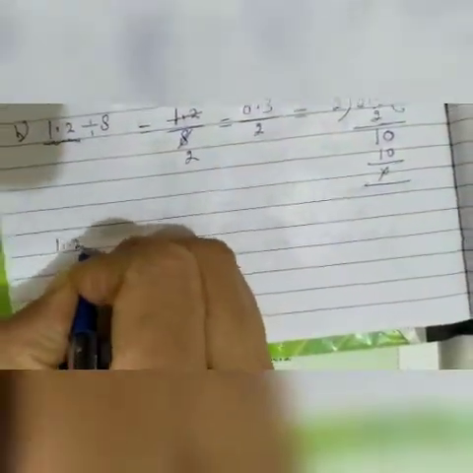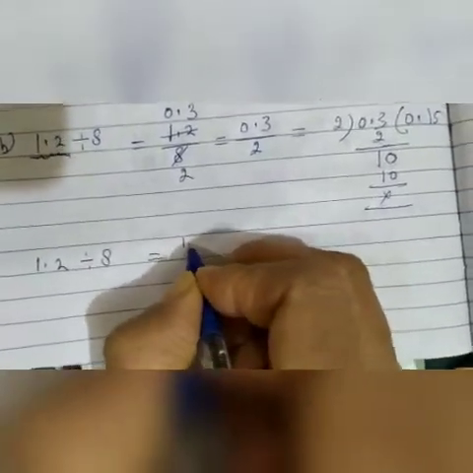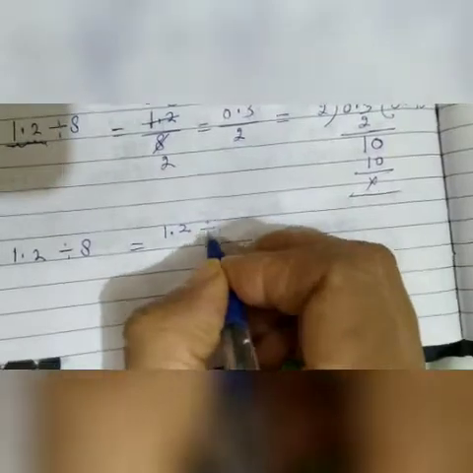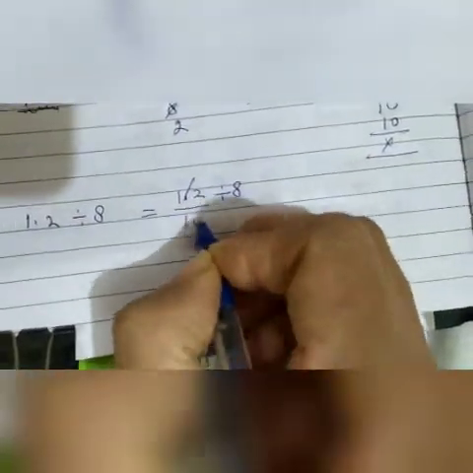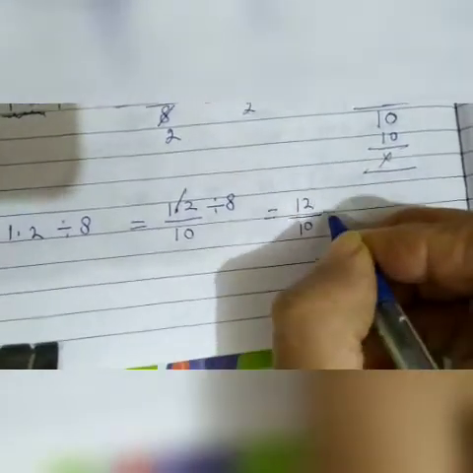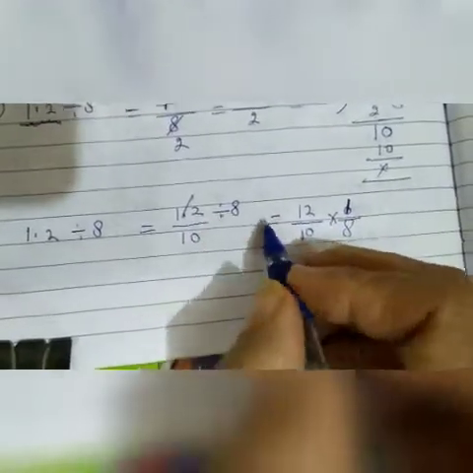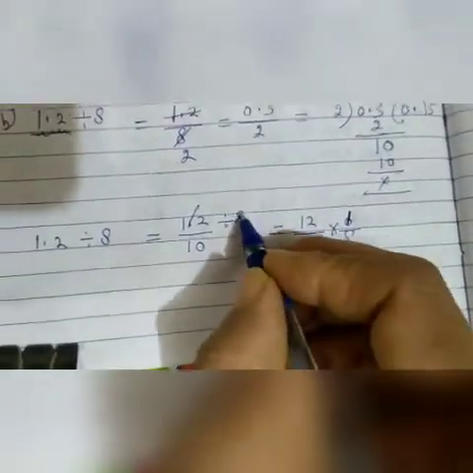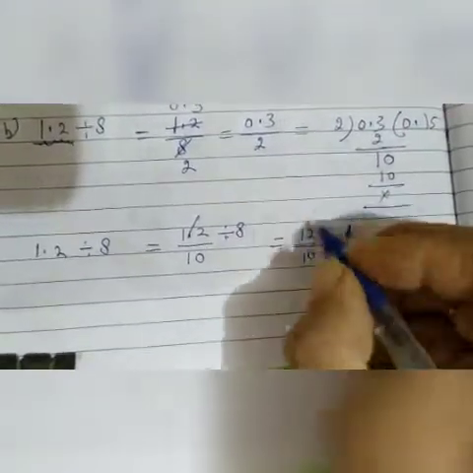Again, second method. 1.2 divided by 8. First we will remove this decimal, then there is 10. Now it is 12 upon 10 multiplied by 1 upon 8. We will change this division into multiplication and write the reciprocal of this 8. It will be 1 upon 8.